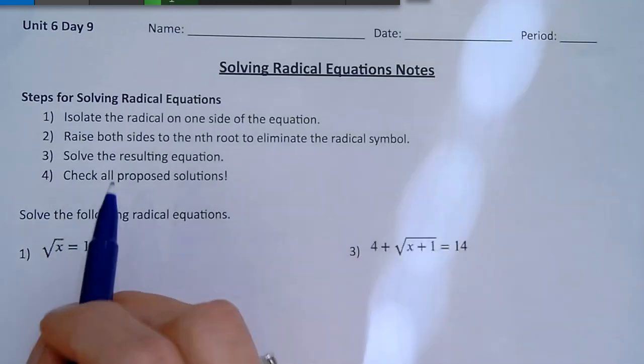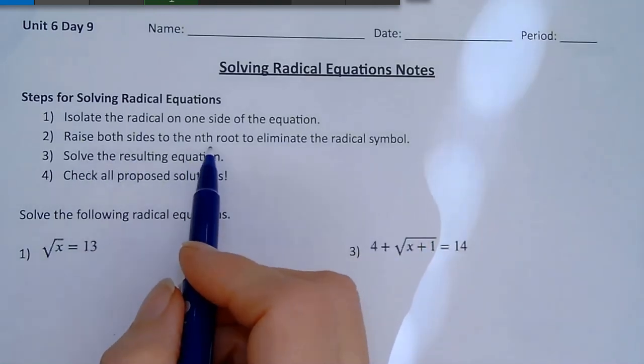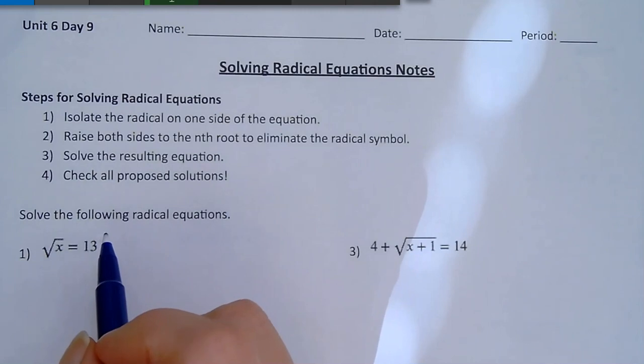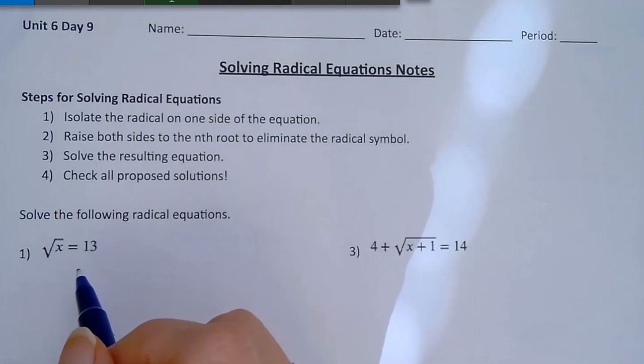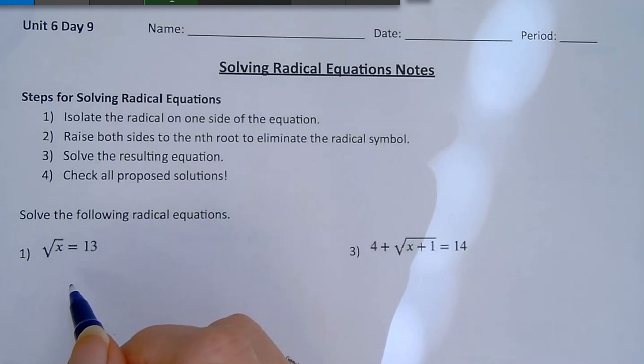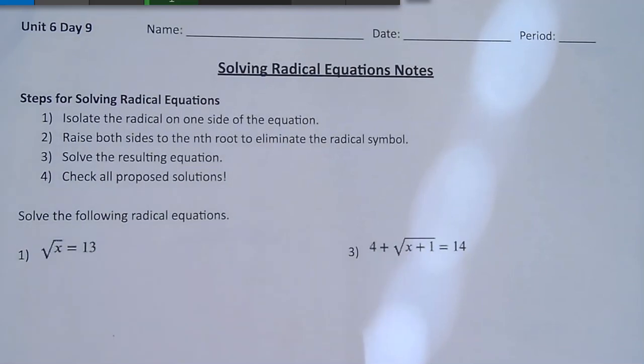All right, so once we raise both sides to the nth power to get rid of the radical symbol, then we're just going to solve for whatever our variable is. The very last step you want is to plug in whatever answer or answers you got, and make sure that if you plug them back into the original equation, they make sense. So let's take a look at this.